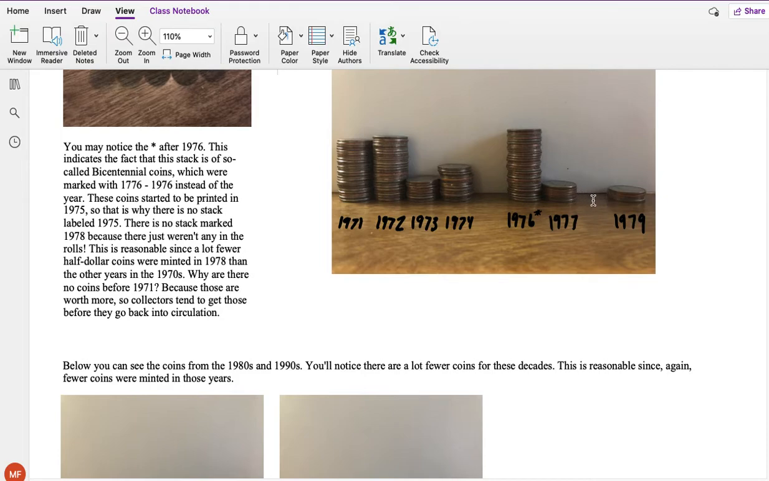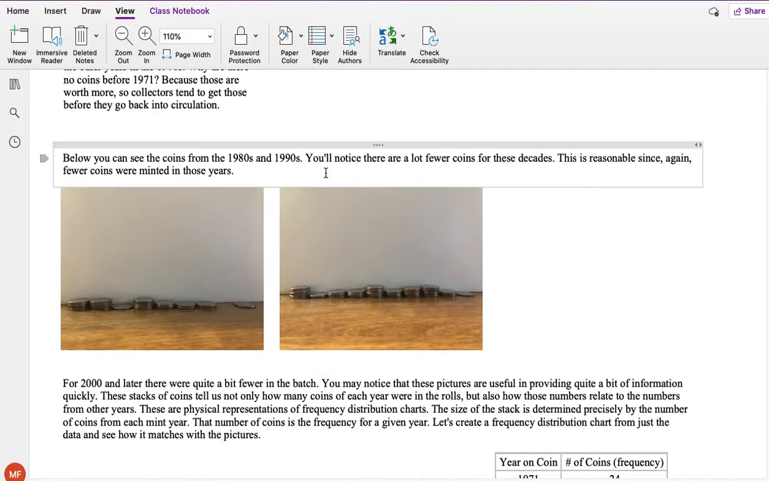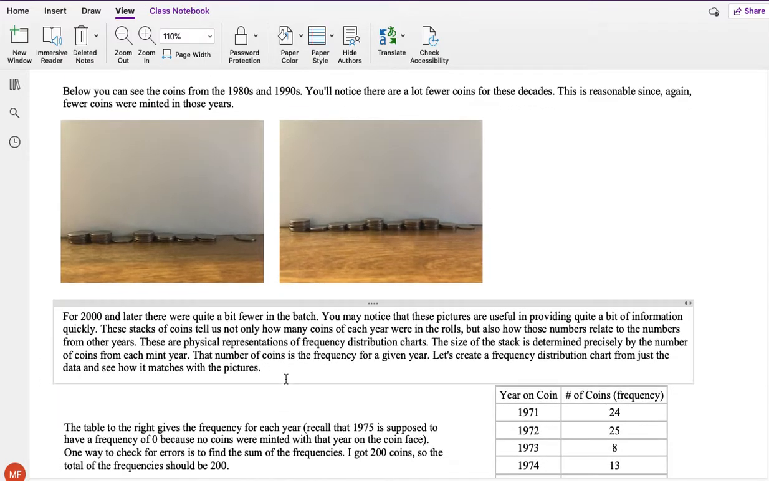Now, this gap in 1978, that is just because I didn't get any. It's a reasonable thing because that was the year with the lowest number of coins minted from the 1970s, but they do exist. Okay, so let's move on. I also did not get all of them in the 70s. Some of them were from the 80s, so here's my group from the 80s.